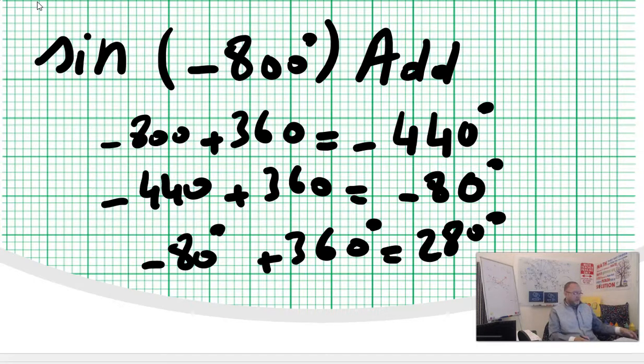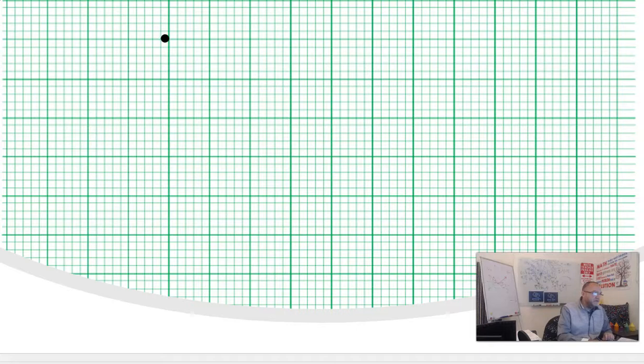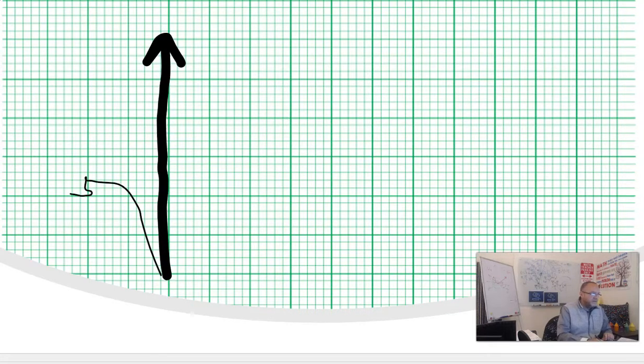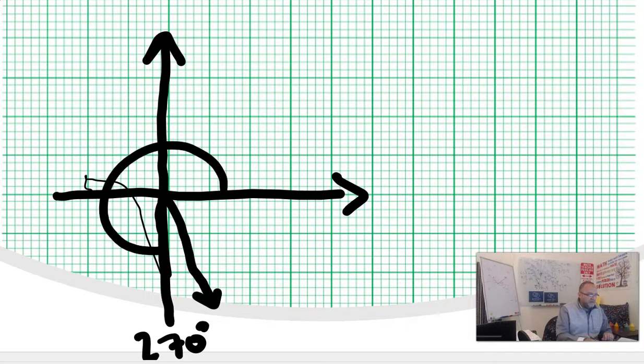Now your angle is what? 280 degrees. So you're looking for the sine of 280 degrees. Now let's locate the quadrant. Where is the quadrant of 280 degrees? It's in quadrant 4, exactly. So we're not inventing anything. This is not magic. This is your 270 right here, and 280 comes right next to it, right here. So basically, this is your angle.